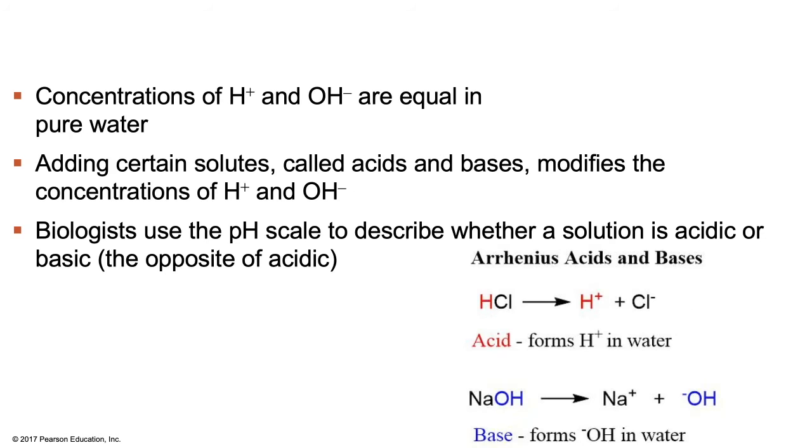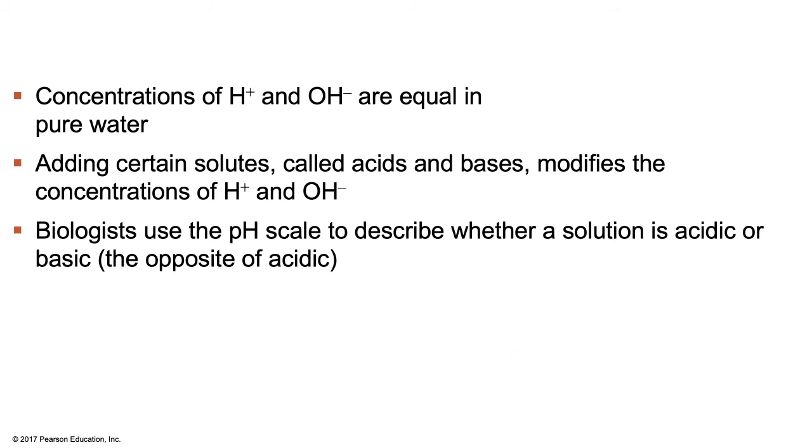Another way of defining acid-base chemistry is with the Arrhenius system. An Arrhenius acid is a substance that dissociates in water to form hydrogen ions or protons, while an Arrhenius base is a substance that dissociates in water to form hydroxide ions, OH-. Adding certain acids and bases to a solution modifies the concentration of H+ and OH-. More H+ corresponds to higher acidity, while more OH- corresponds to lower acidity and higher basicity. We use the pH scale to describe whether a solution is acidic or basic.